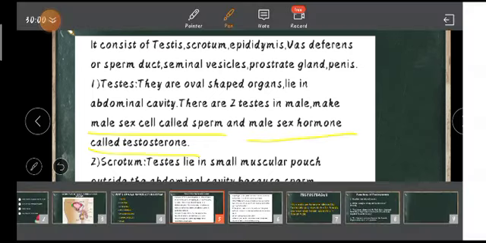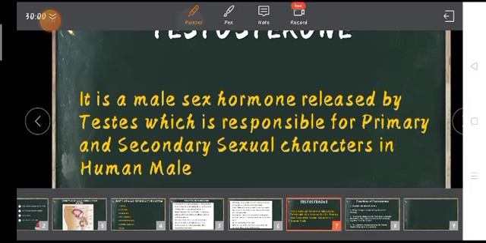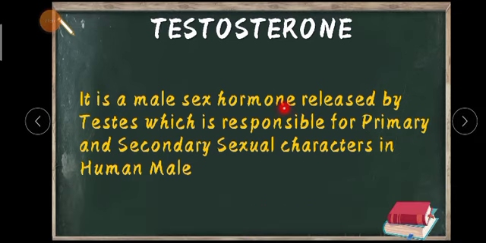So from this we can know what testosterone is. Testosterone is a male sex hormone which is released by the testes, which is responsible for primary and secondary sexual characters in human male. Because of this hormone only somebody becomes male.